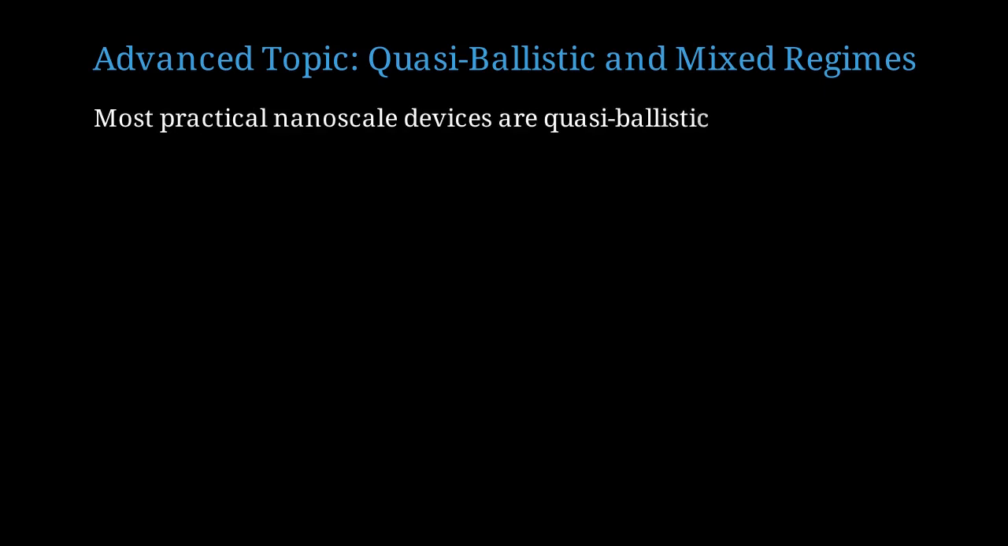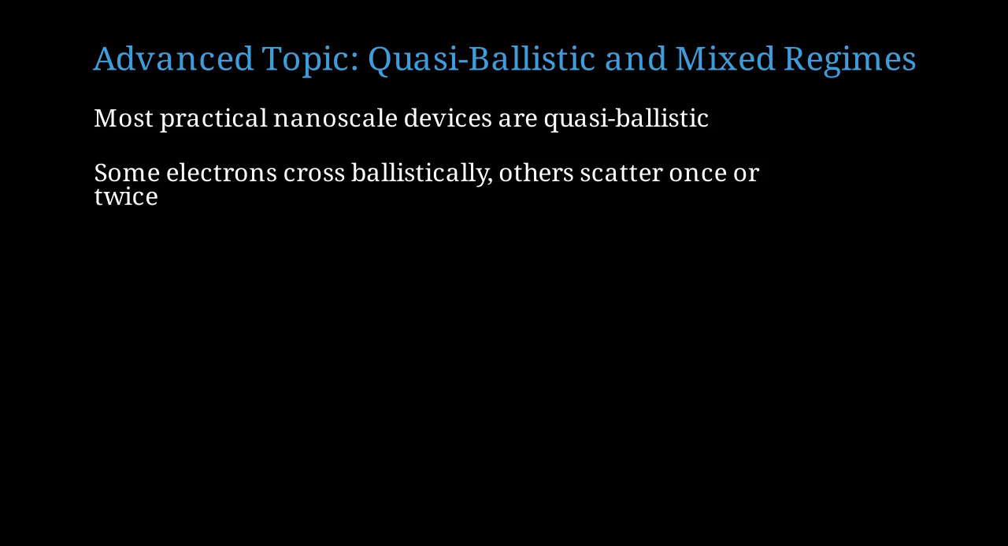Let's discuss the quasi-ballistic regime in more detail, which is actually the most relevant regime for many modern devices. Most practical nanoscale devices today are neither fully ballistic nor fully diffusive. They operate in the quasi-ballistic regime where L is comparable to lambda. In this regime, some fraction of electrons cross the device ballistically, while others scatter once or twice. The device behavior is a mixture of both regimes.